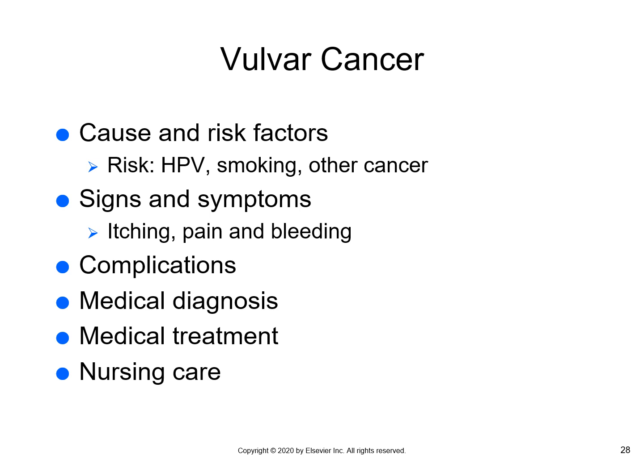Cancer of the vulva is the rarest but also the most visible of the cancers of the female reproductive system. That's because we can see the vulva, right? It's not an internal structure of the female genitalia, it's outside. So we can easily see those tumors or growth in the vulva. Cause and risk factors are HPV again, smoking, and other cancers. Signs and symptoms are itching, pain, and bleeding.